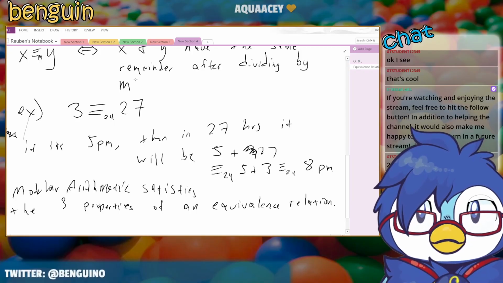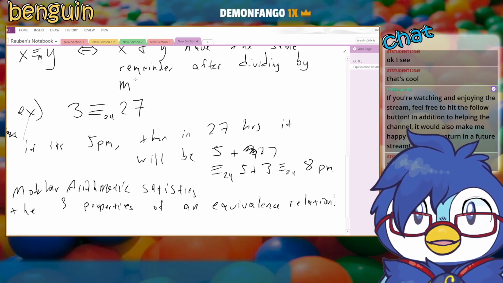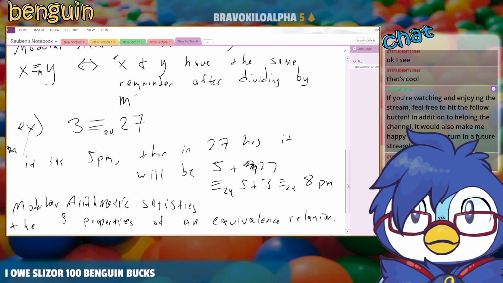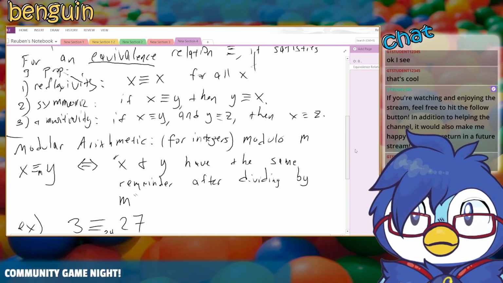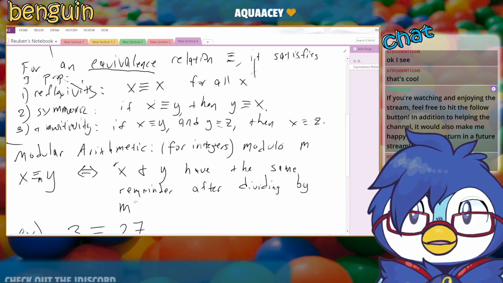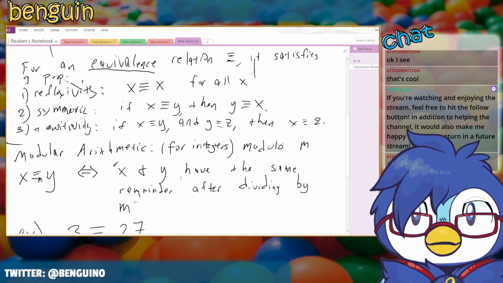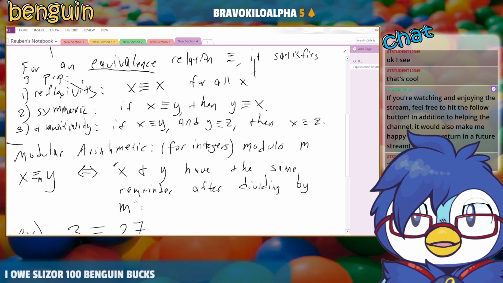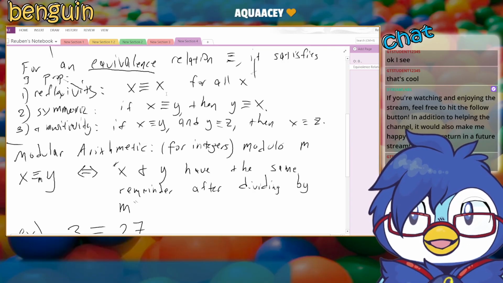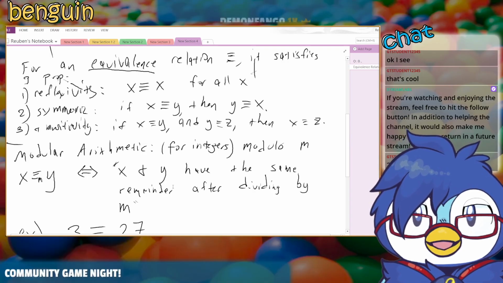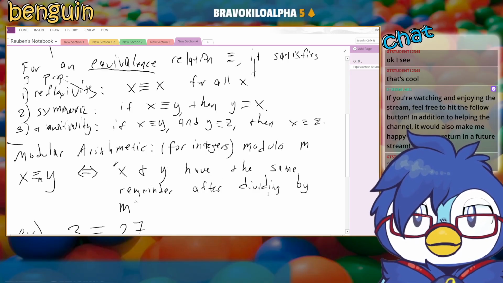Right? If you think about this, that kind of makes sense. If I look at this statement, I can ask: does any number and the same number have the same remainder after dividing by m? The answer is yes. If x and y have the same remainder after dividing by m, then y and x have the same remainder after dividing by m.